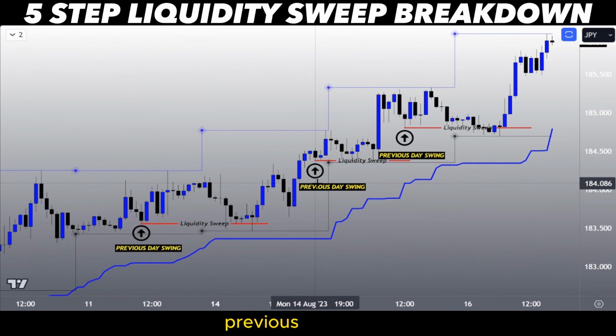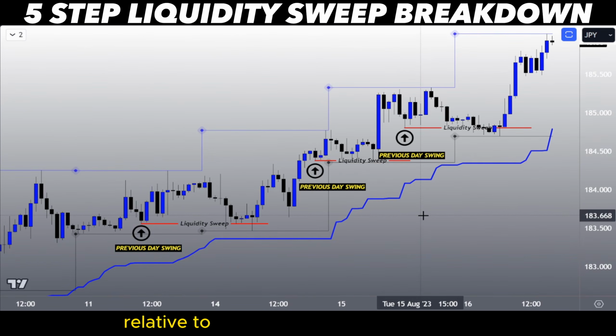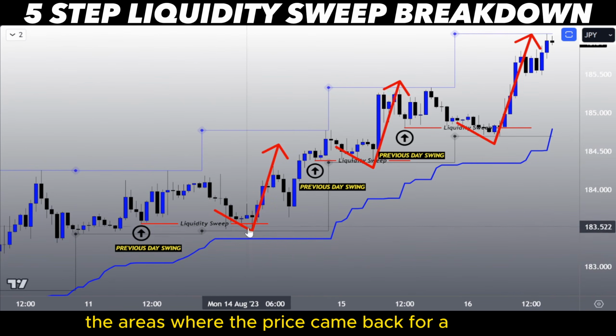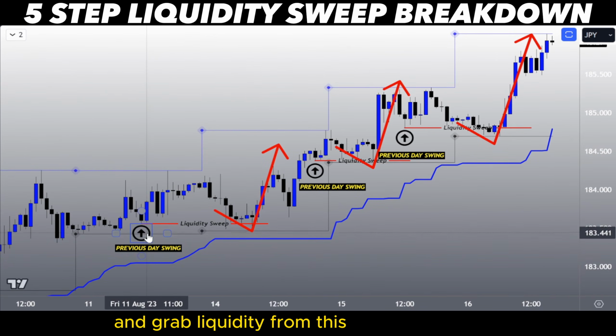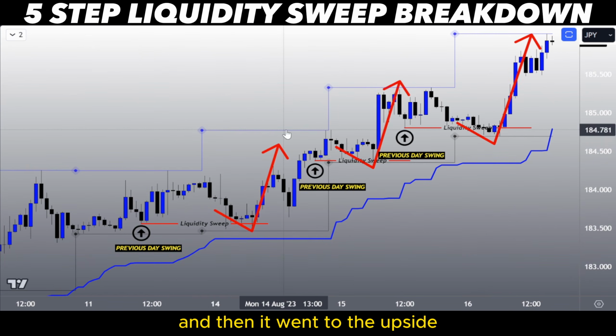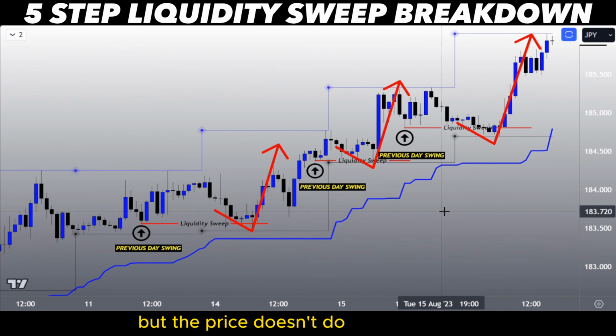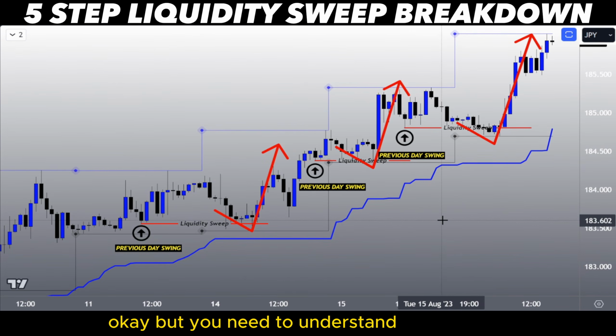Previous day swing, relative to where we are in the price action. Now, these 3 arrows are simply showing you the areas where the price came back for a pullback. This pullback grabbed liquidity from this section over here, and then it went to the upside impulsively. Pullback, impulsive move, pullback, impulsive move. Now, it looks simplistic, but the price doesn't do the same thing on a day-to-day basis. It was quite a fortunate thing that on these 3 days, it did just that. But you need to understand this concept. You need to understand liquidity sweep, pivot point super trend, previous day swing, high-low day box.